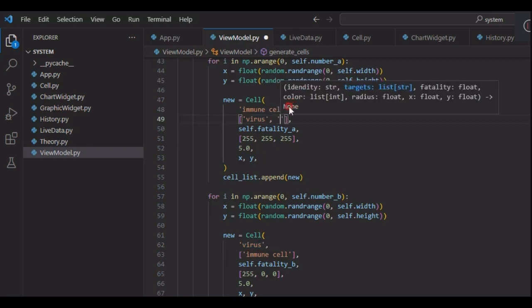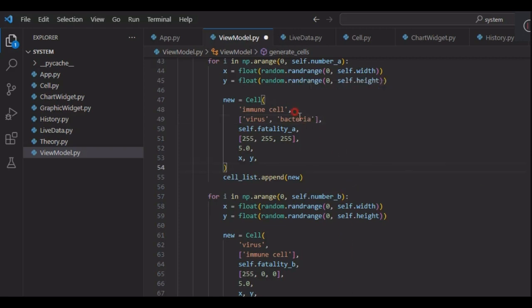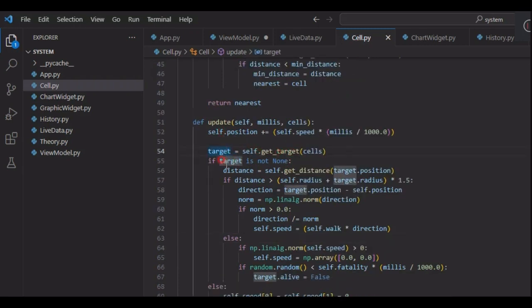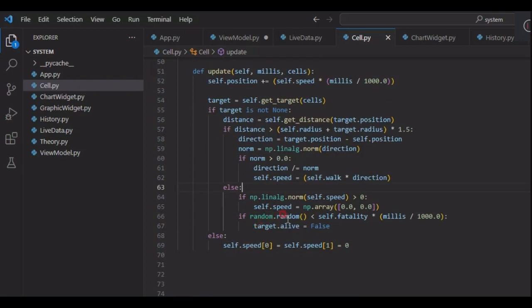And if you add bacteria like this, the immune cell will attack the virus cells and bacteria cells. And if you look at the cell itself, the cell moves towards one of the nearest target cells, and if the cell is close enough to the target cell, the cell will attack and eliminate the target cell. Let's run the program.